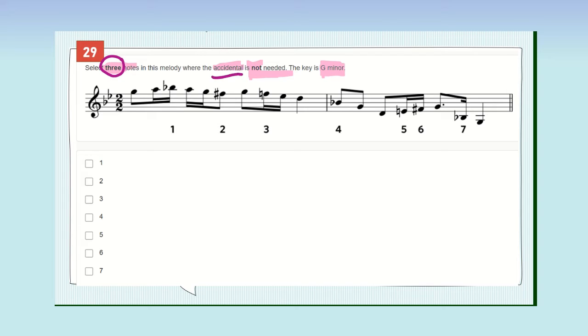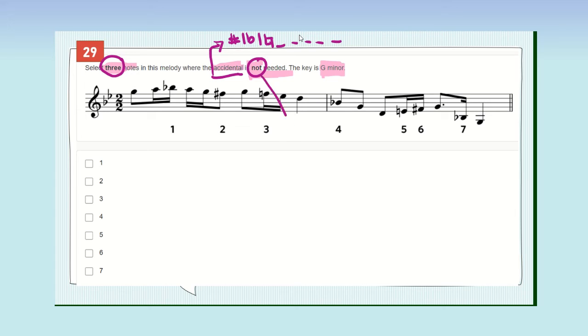Okay, accidental means what? That the sharps or the flats or the naturals are placed beside the notes. Okay, you go and think about that. Not needed. What's the meaning of not needed? Not needed doesn't mean that the sharps, flats or naturals are wrong. Okay, not needed means you don't have to purposely draw them. Okay, so which situation you don't have to purposely draw them?